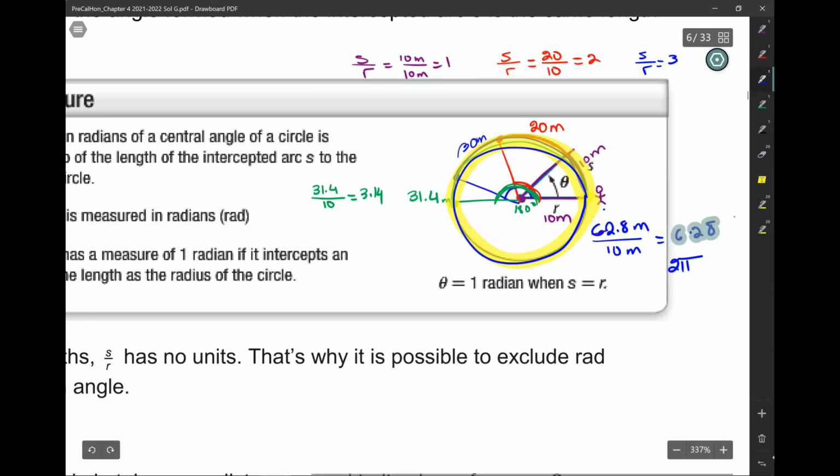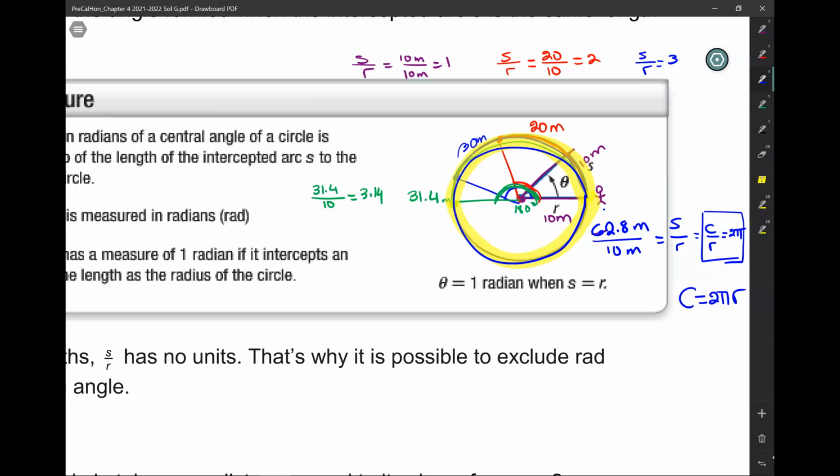So, where did that come from though? 62.8, that was S, right? Over R. But S is the portion of the circle. When we do the whole circle, we no longer call it S, because S was only a portion. The whole distance around it, we call it C, right? So that's C over R. And we said that ratio was 2 pi, right? So if you solve that for C, what do you get? 2 pi r. That's where the circumference comes from. Okay?